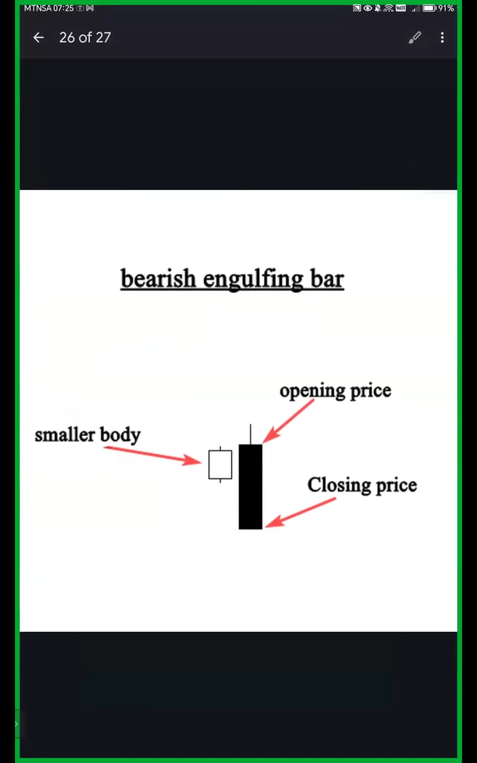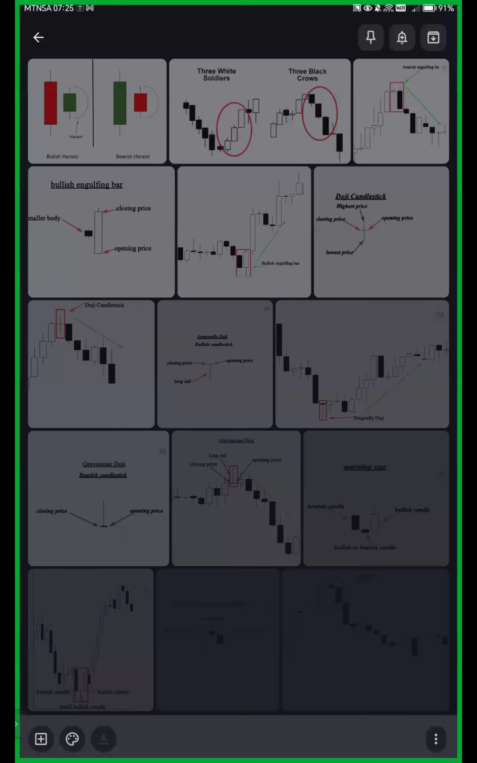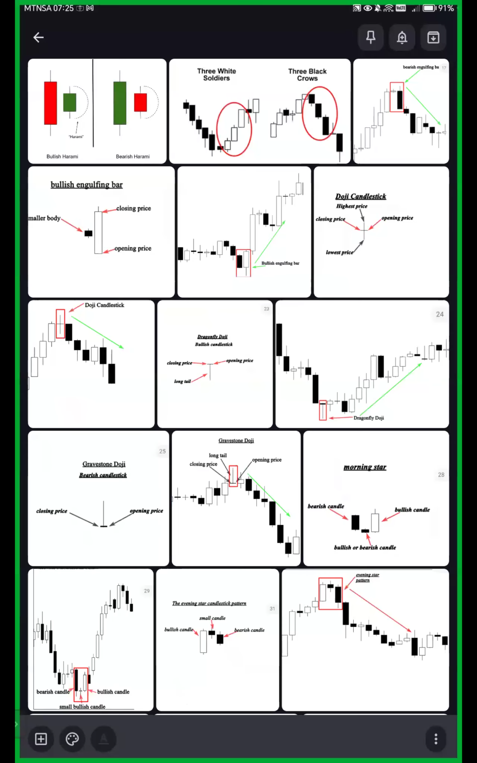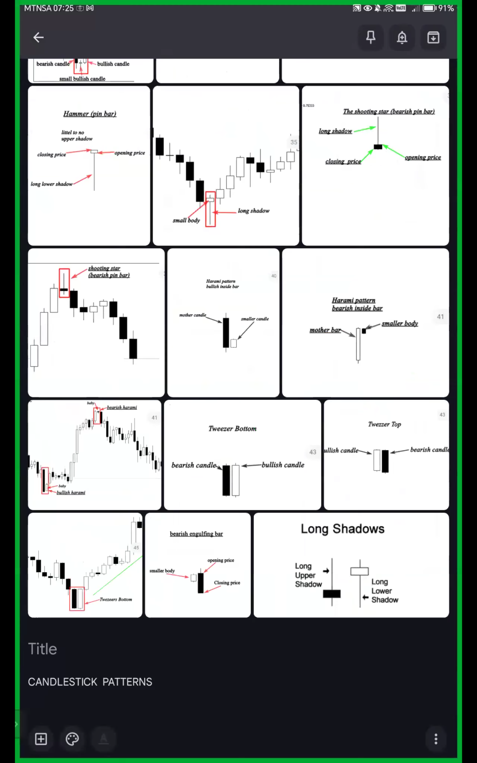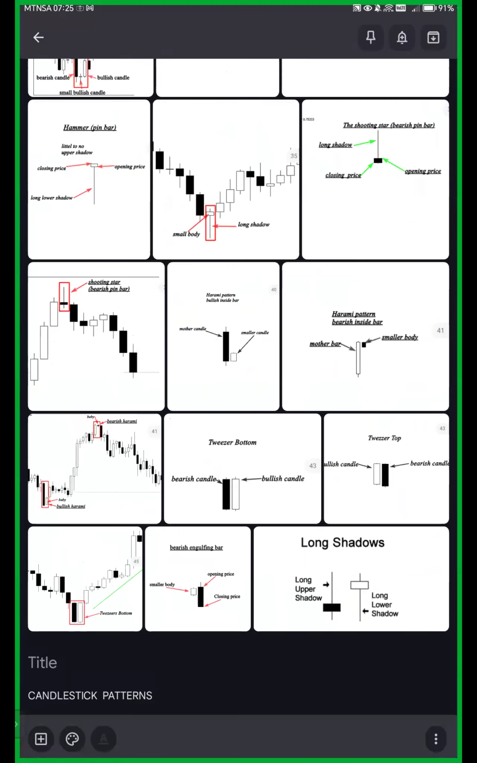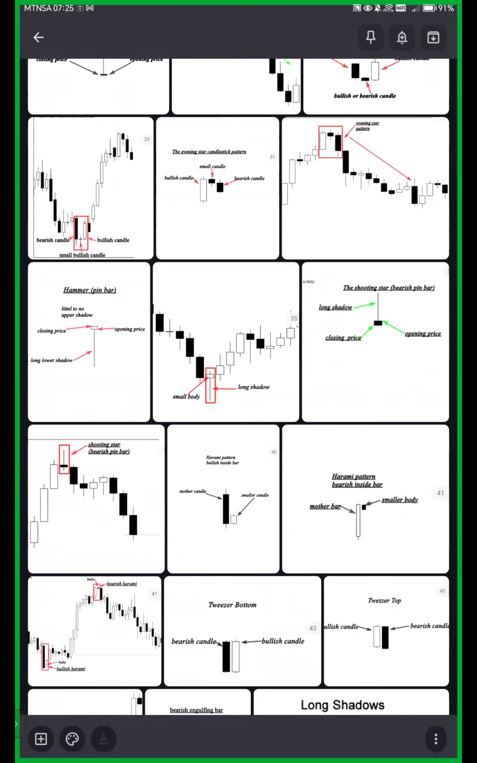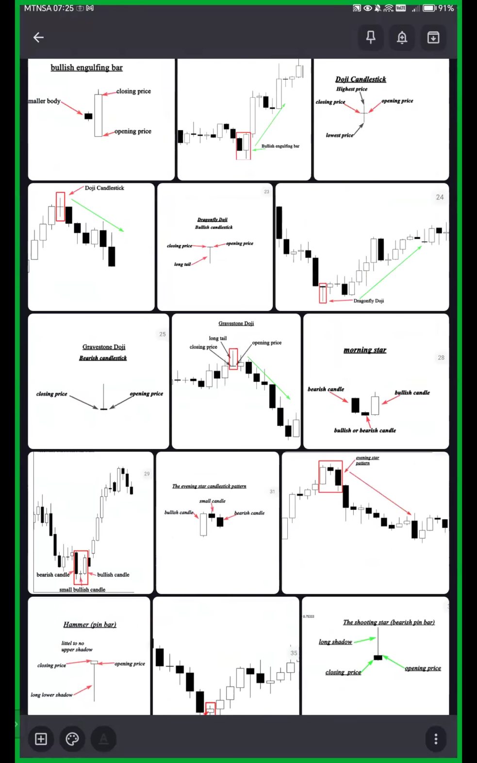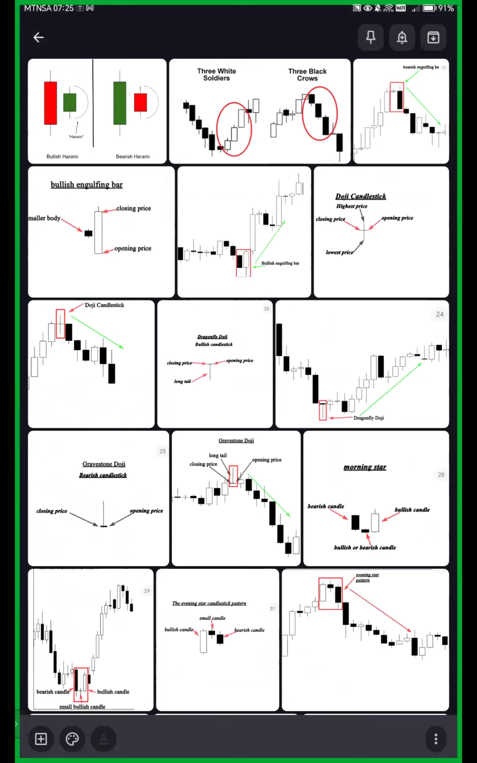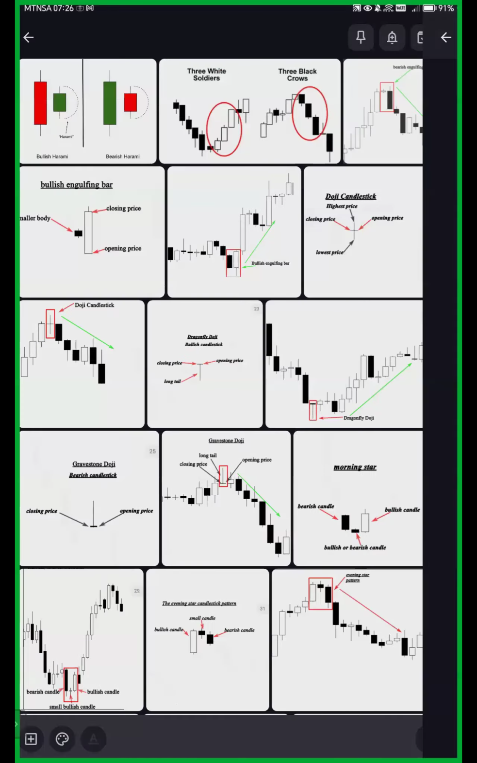Where am I now? Why are my slides upside down? Okay. So this is the bearish engulfing bar that we have just established. I want to look for an example here. I think I do have some bearish engulfing bar, how it looks like.